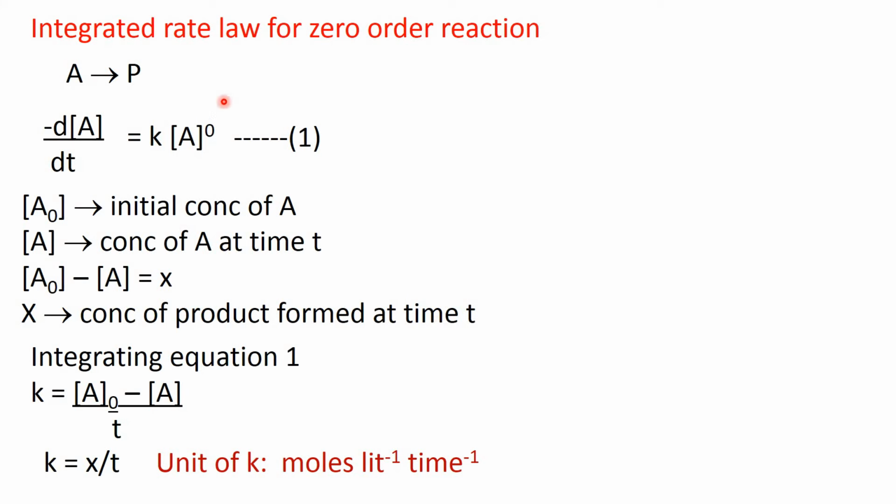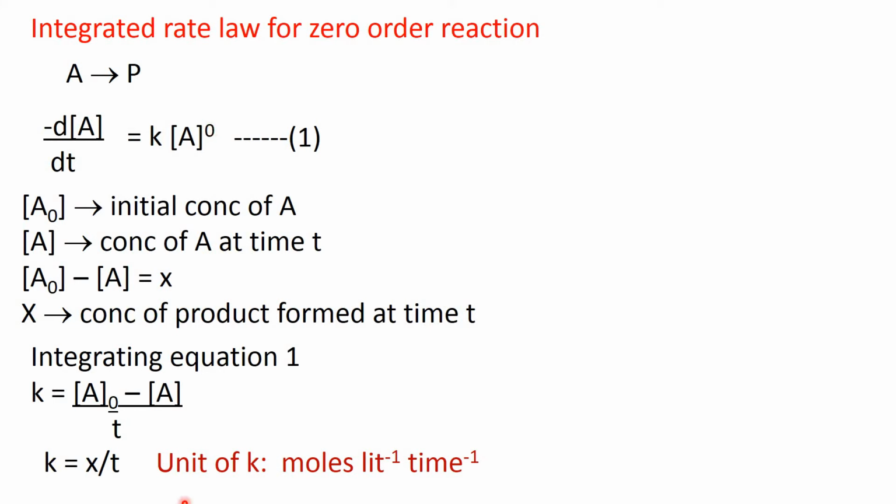Now coming to the integrated rate law for a zero order reaction. Zero order reaction means the rate is independent of the concentration of the reactant. So this is the hypothetical equation: A gives the product P. Now minus d[A]/dt is equal to K times the concentration of A at time t to the power 0. Anything to the power 0 is equal to 1. So here it is 1.